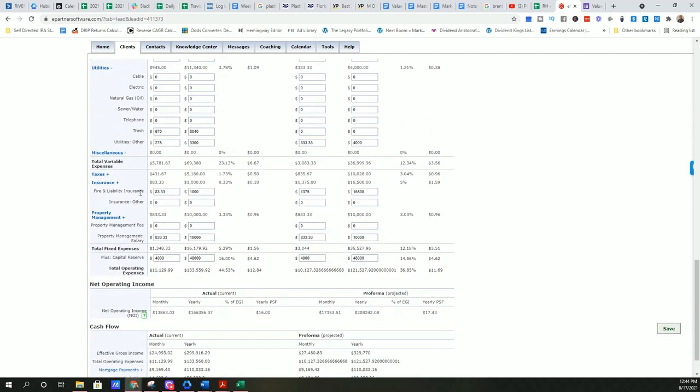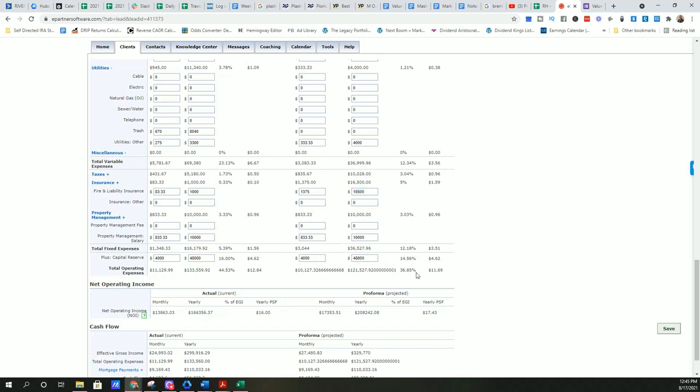This is a big difference too. Fire and liability insurance at $1,000 per year versus $16,500. So again, I saw this in the financials. I was like, that doesn't make sense. For a $2.4 million property, $1,000 in fire and liability insurance doesn't make sense. They were not paying for the proper amount of fire and liability insurance. So that's how I upped this amount. Again, this is a high amount, but I want to make sure that it's still covered.